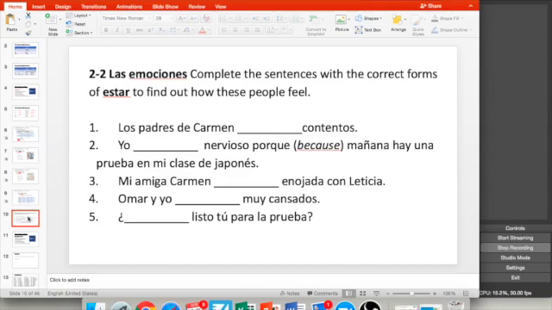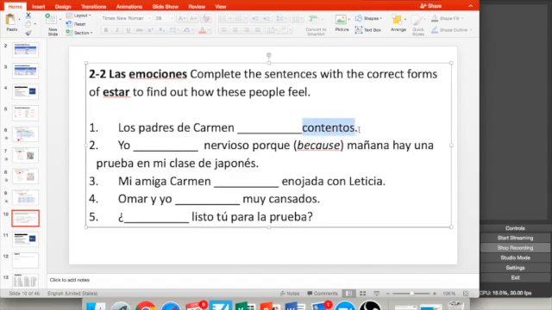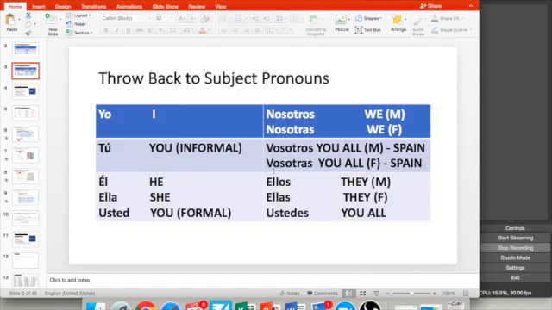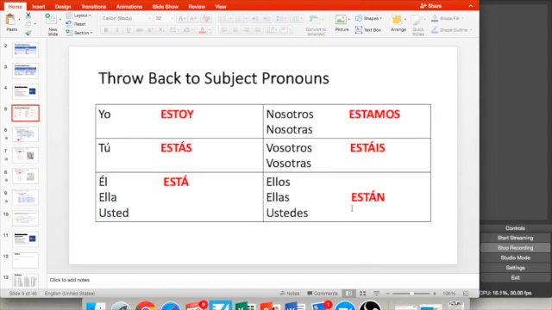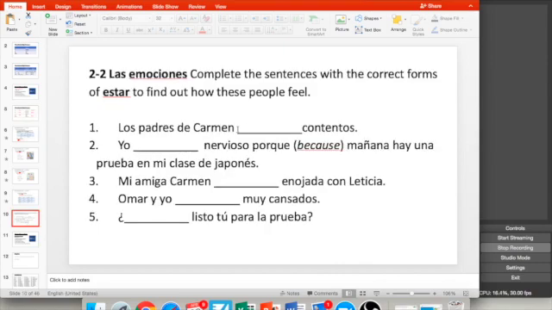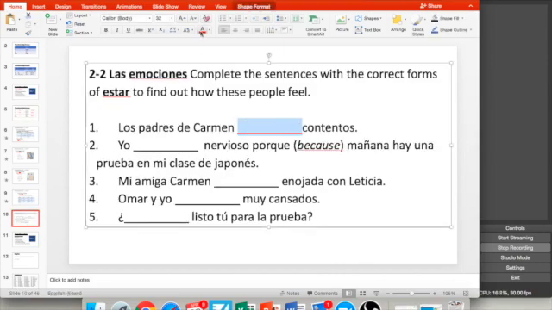As we look at number one, it says, Los padres de Carmen blank contentos. Well, contentos is exactly what it looks like. It means content or happy. And we're saying that los padres de Carmen are happy. Padres are parents. So you have to ask yourself the question, well, would Carmen's parents be I, you, he, she, we, they, or you all? Well, hopefully you're saying, well, Carmen's parents would be they. You know that our they box is our bottom right box here. As we fill that in with an estar word, we end up with están. Okay, so we're going to say that los padres de Carmen están contentos, just like that.